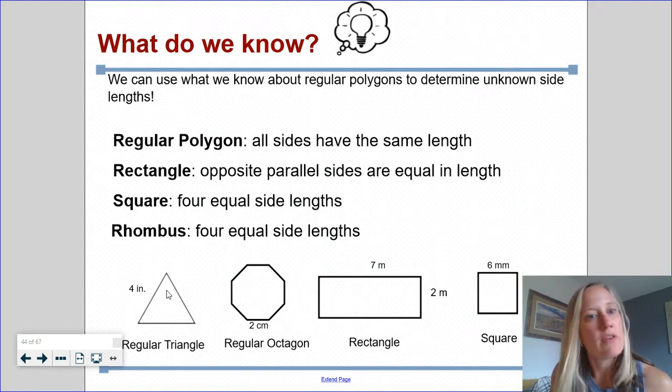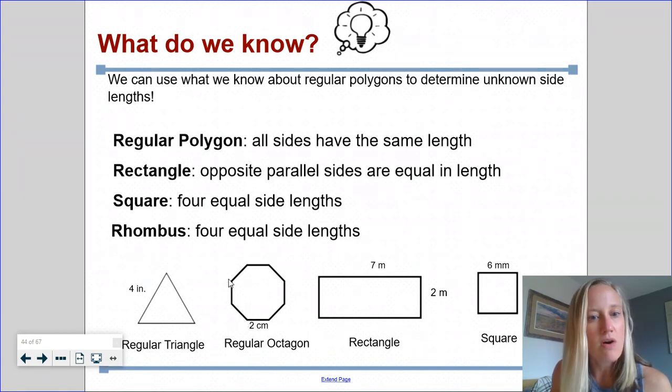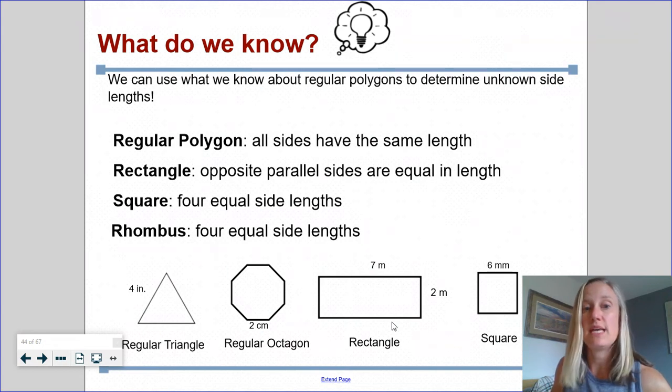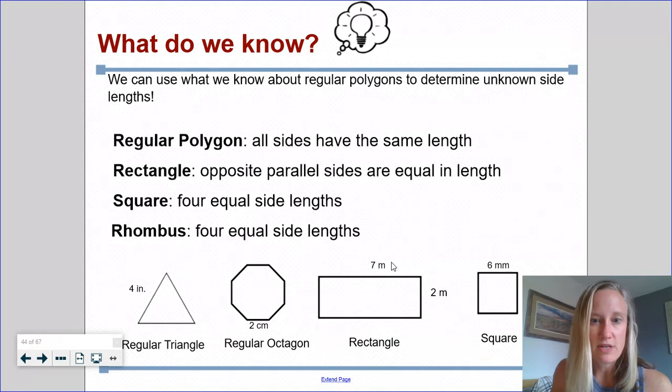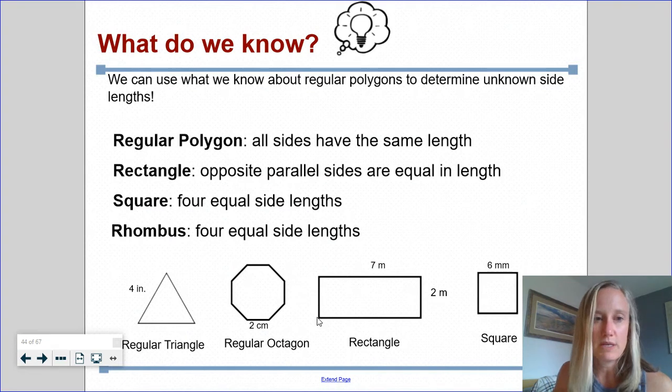Okay, if one side's 4, they're all 4. A regular octagon means all of the sides are the same length. If this side is 2, then all the sides are 2. Now, a rectangle is not a regular polygon because not all of the sides are the same. But what we know about a rectangle is that the opposite sides are equal. So if this side is 7 meters, then this side also has to be 7 meters. If this side is 2 meters, then this side also has to be 2 meters.